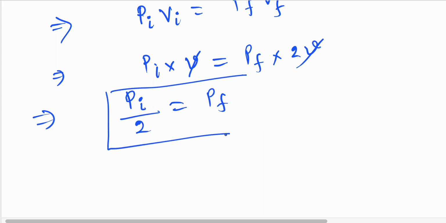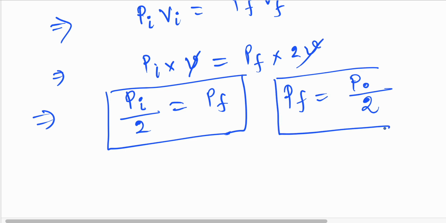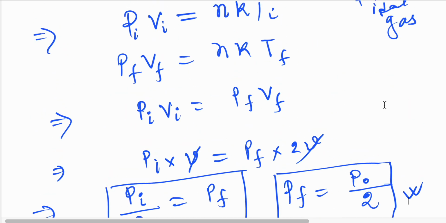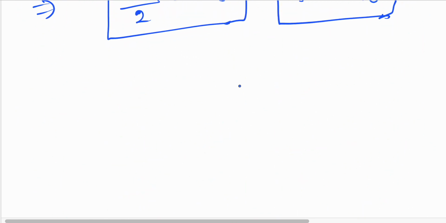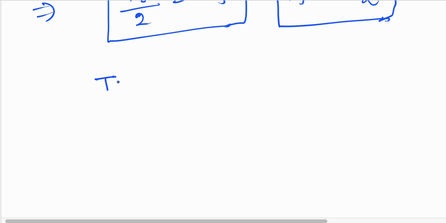So it tells us that the pressure will decrease by half, right? So this much we know. Now from the first law of thermodynamics, we know that TdS equals dU plus PdV, right?